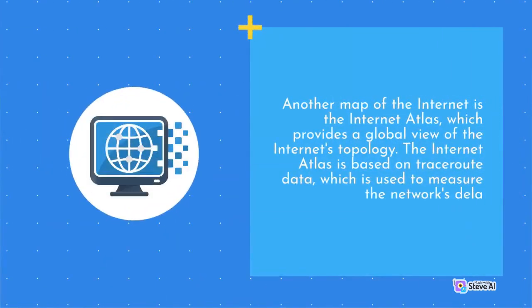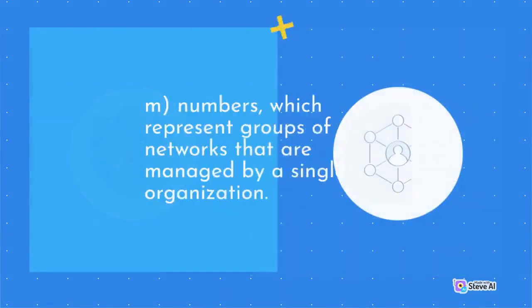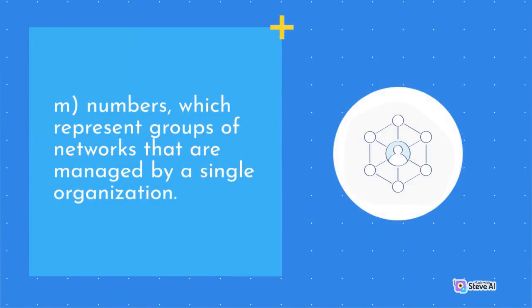Another map of the Internet is the Internet Atlas, which provides a global view of the Internet's topology. The Internet Atlas is based on traceroute data, which is used to measure the network's data and path between different locations. The map shows the connections between different countries and regions and the density of the network in different areas. It also shows the autonomous system numbers, which represent groups of networks that are managed by a single organization.